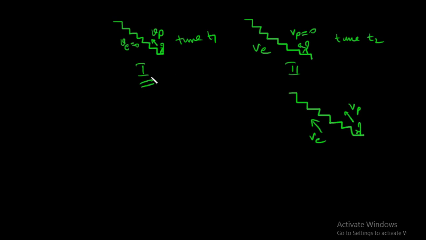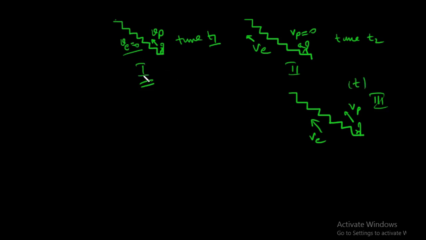You see, this is the first situation. In this situation, the escalator is stationary, velocity of escalator is 0. And Preeti is going up with a speed, we can say, Vp. And she takes time t1 to reach here, okay? And in the second situation, the escalator is moving, while velocity of Preeti is 0, okay? And in the third situation, both are moving, okay? Now we have to find out the time in the third situation.